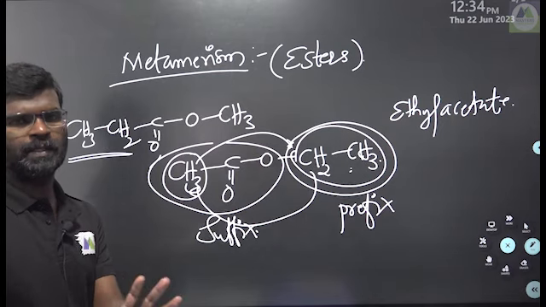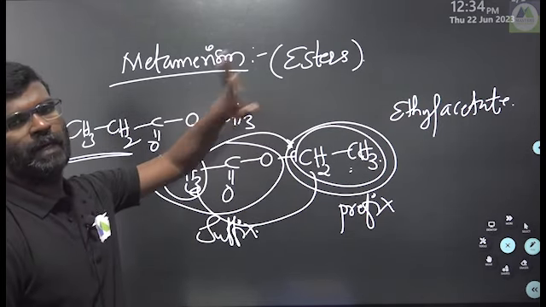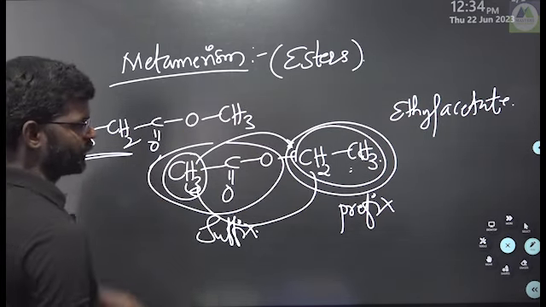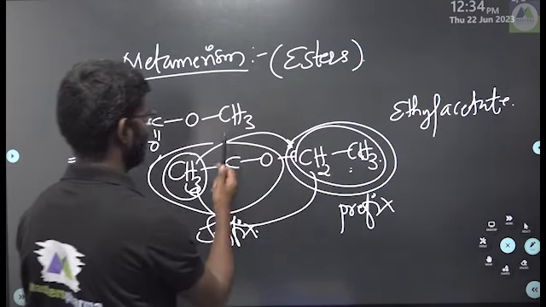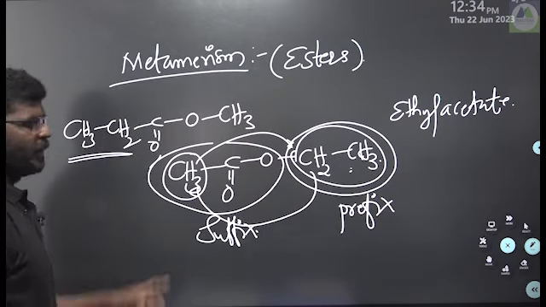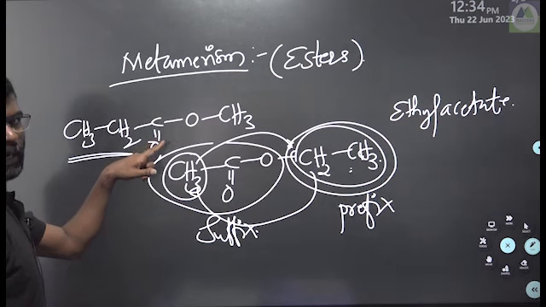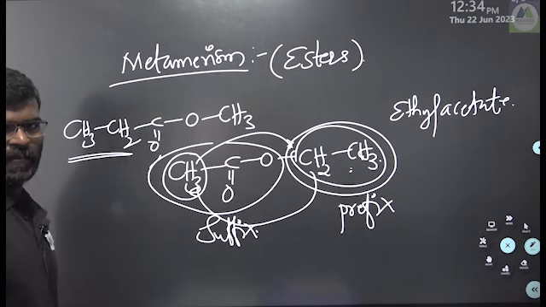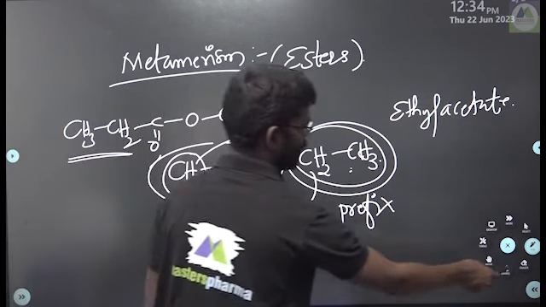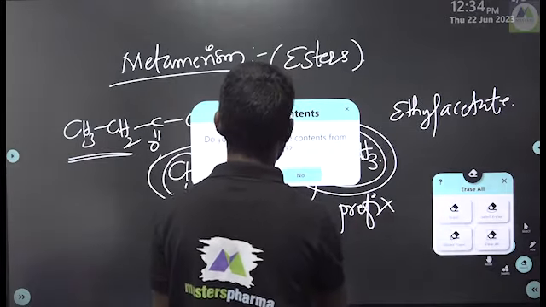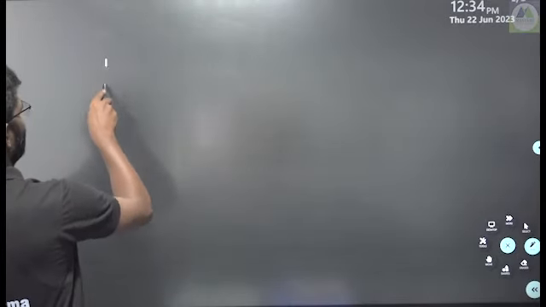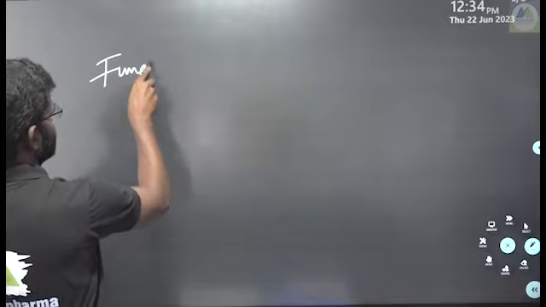Simply remember that metamerism is involved in esters only. Ethyl acetate. Here, methyl propanoate, because 3 carbon atoms are involved in the suffix area. This is called metamerism. Next, coming to the next classification: functional group isomerism.